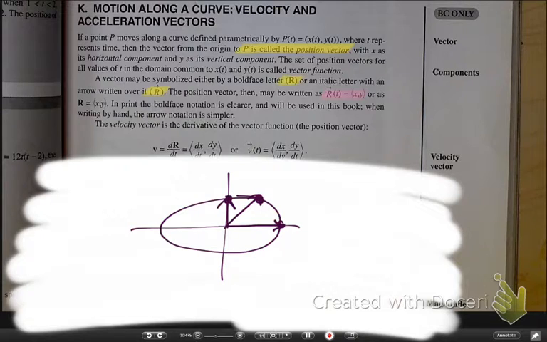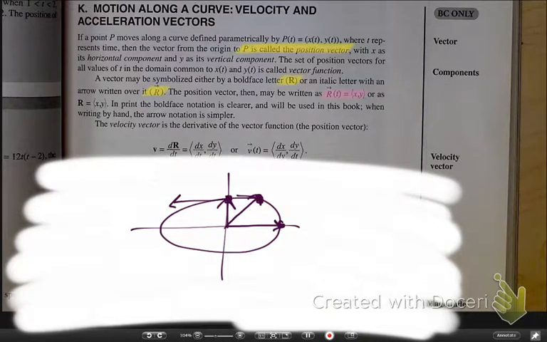The velocity vector, so this derivative, dx/dt, dy/dt, is always going to be tangent to the curve at the point that you're looking at. So let's say at t equals 1, we're going to be looking at a velocity vector. It depends if you're going counterclockwise or clockwise to determine the direction, but essentially the velocity vector will be tangent and it'll look something like that. Or if I put it right here, it would be tangent and look something like that.